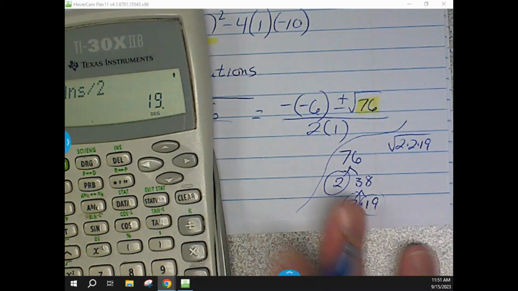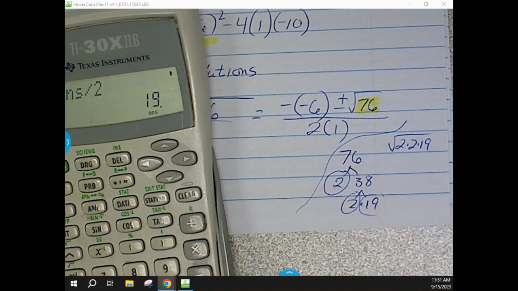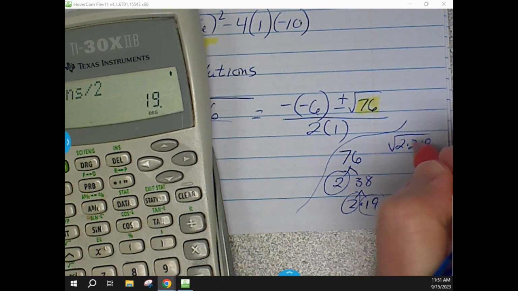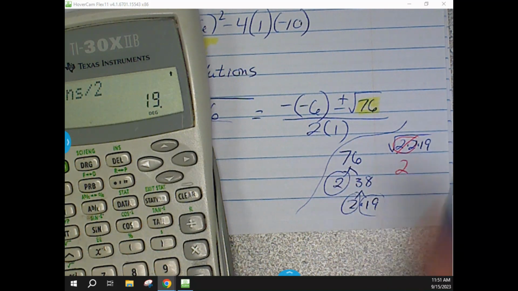So we're taking the square root of 76 and breaking it down: 2 times 2 times 19. The pair of 2's is our exit buddies, so the 2 gets out, and the 19 will stay on the inside.